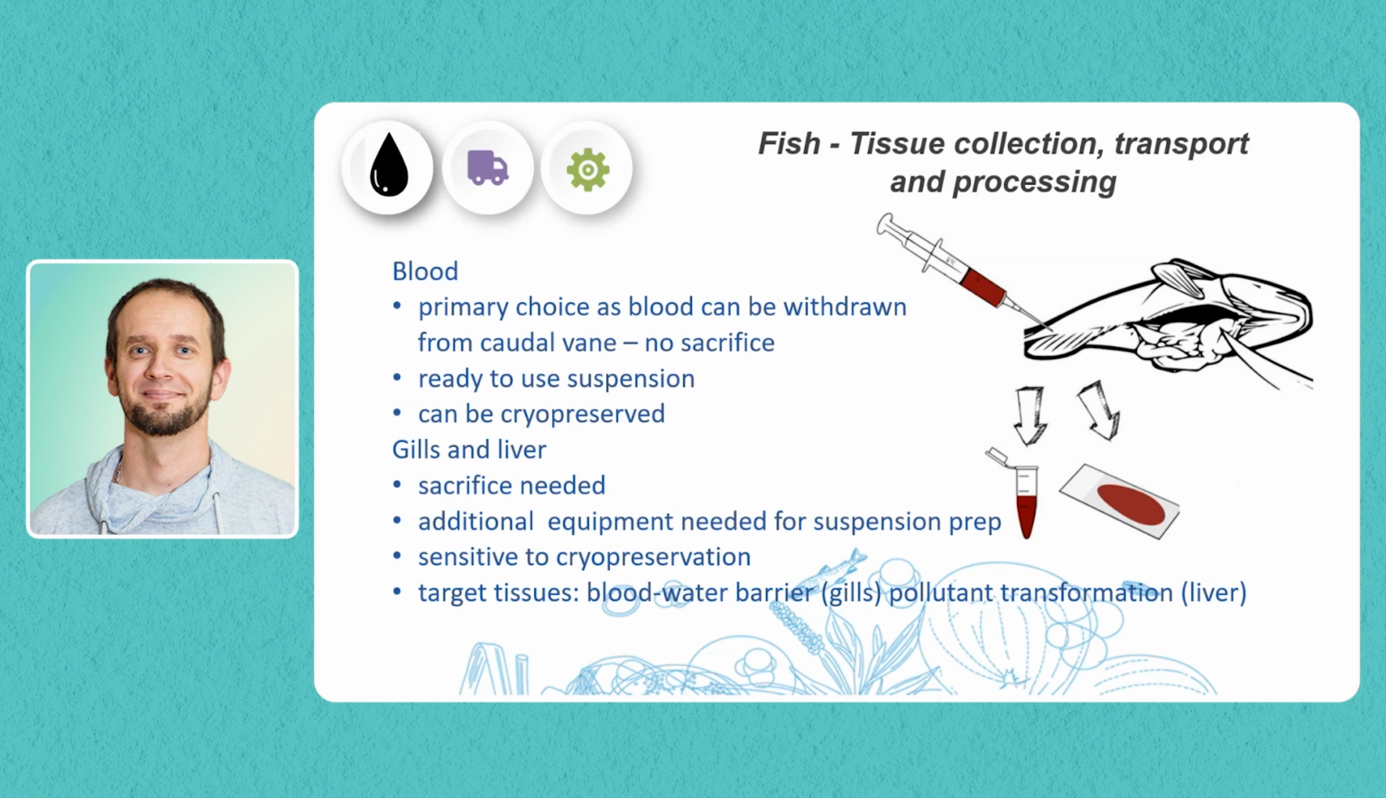On the other side, we use gills and liver, but in this case, you need to sacrifice the animals, and you need additional equipment to prepare the cell suspension, which is difficult if you're working in the field. The protocols that we use so far are sensitive to cryopreservation. Amaya mentioned a protocol last time that we met that is actually working fine, but I still haven't had time to try it. I will. And these are good target tissues because gills are a blood-water barrier, and liver is a place for transformation of the pollutants.